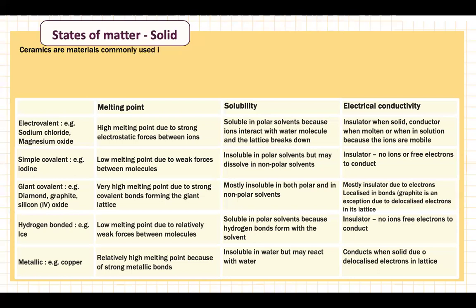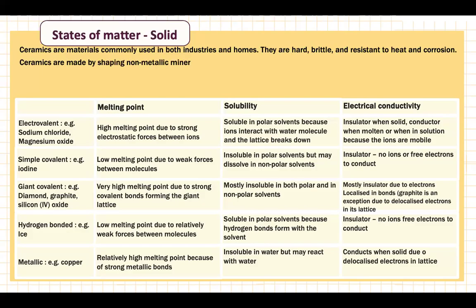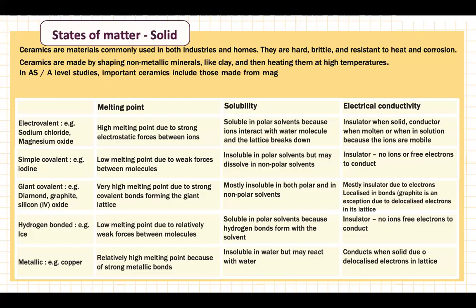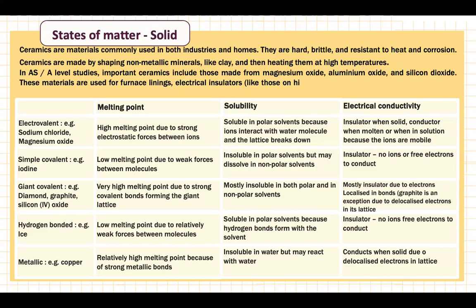Ceramics are materials commonly used in both industries and homes. They are hard, brittle, and resistant to heat and corrosion. Ceramics are made by shaping non-metallic minerals like clay and then heating them at high temperature. In AS or A-level studies, important ceramics include those made from magnesium oxide, aluminum oxide, and silicon dioxide. These materials are used for furnace lining, electrical insulators, like those on high voltage power lines, and products such as glass and crockery.